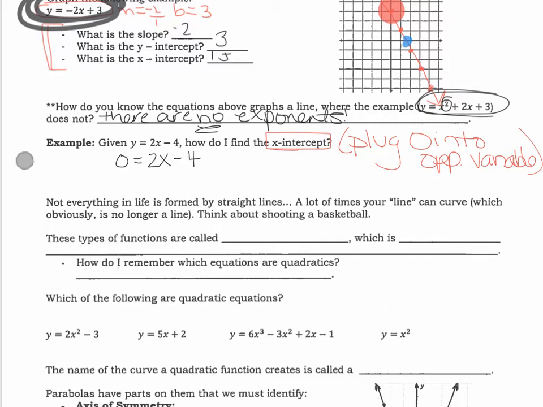And now I have to solve for x. So how do I solve for x? Well, I'm going to add 4 on both sides. So I have 4 equals 2x. And then I'm going to divide by 2. So what's x equal? 2. So my x-intercept is 2. So the ordered pair would really be (2, 0).